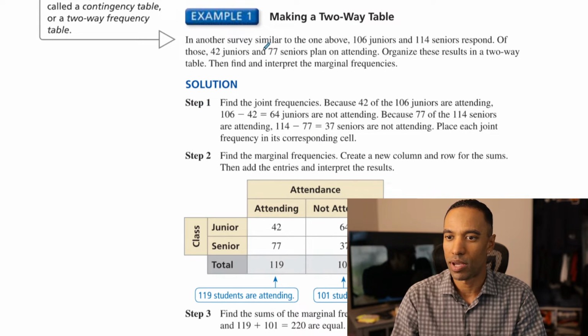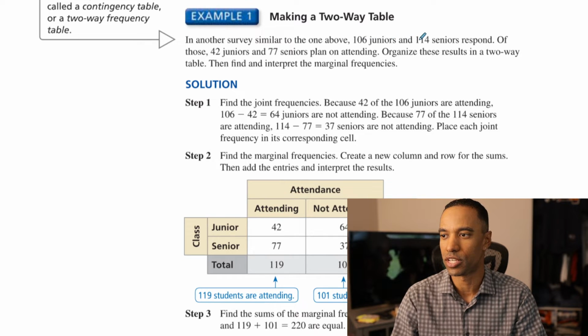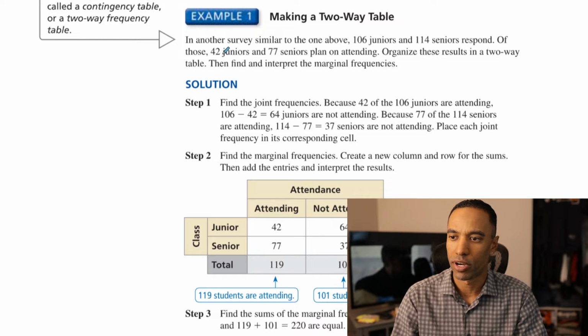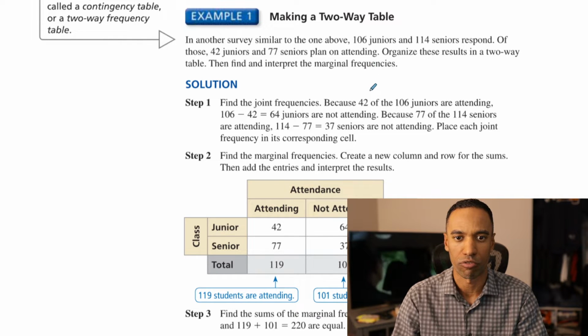Example 1, making a two-way table. In another survey similar to the one above, you have 106 juniors and 114 seniors who respond to the survey. Of those, 42 juniors and 77 seniors plan on attending. Organize these results in a two-way table, then find and interpret the marginal frequencies.